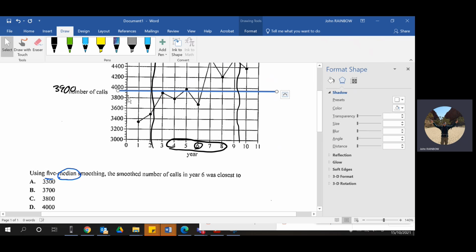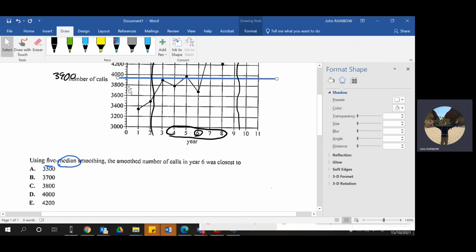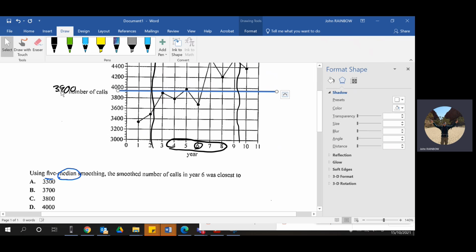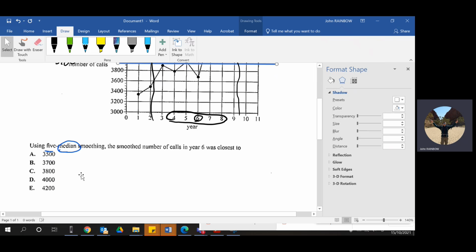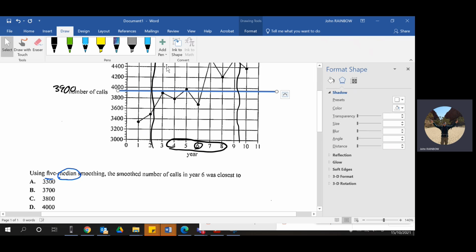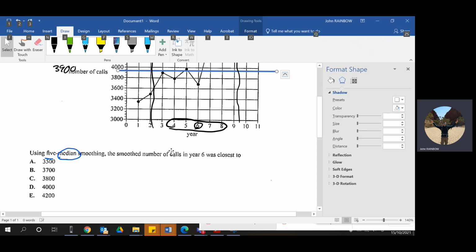That's not 3,900 either. That's probably more like 3,950, really, isn't it? Yeah, it's 3,950. So it'll be closest to 4,000. I even wrote that down wrong because it's a bit above. It does say closest to, so I would go with D on that one.